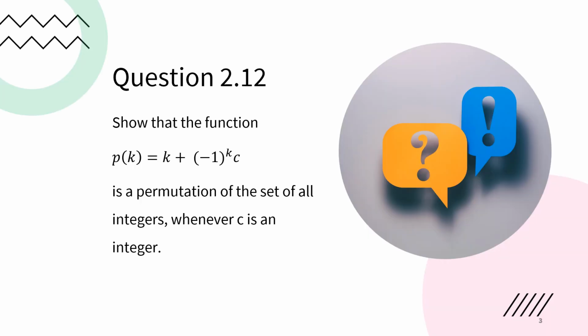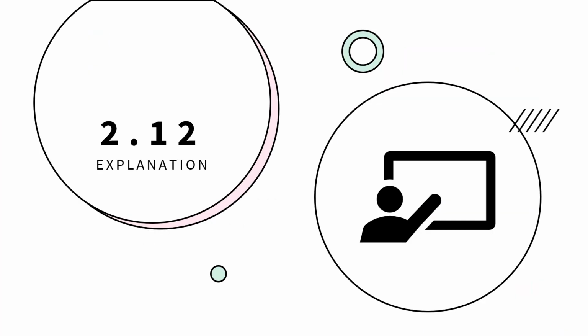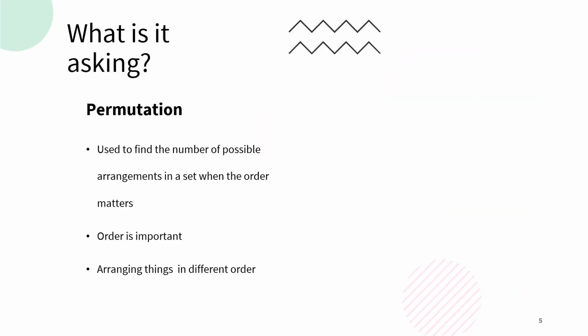So my question was question 2.12, and that was to show that the function p of k equals k plus negative 1 to the k times c is a permutation of the set of all integers whenever c is an integer. So what does that mean? Let me explain. First, let's talk about what a permutation is.